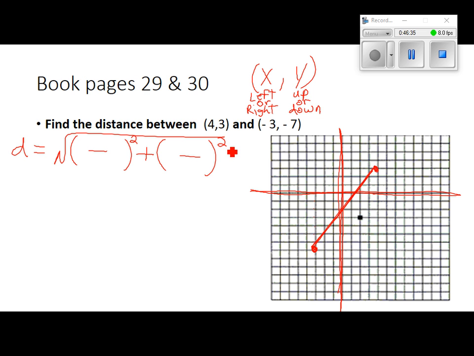The 4 is an X or a Y? X. I'll write a little X up here. The 3 is an X or a Y? Y. The negative 3 is an X or a Y? X. The negative 7, X or Y? Y. You don't have to label those every single time. If you already know that, that's great. It helps some people. What are my two X's that go in these first spots? Negative 3 and 4. Now Luke turned them around. Does that matter? No, it makes no difference. What goes in these other spots? Negative 7 and 3. Again, Luke turned them around. I probably wouldn't have turned them around, so mine would have looked like this.